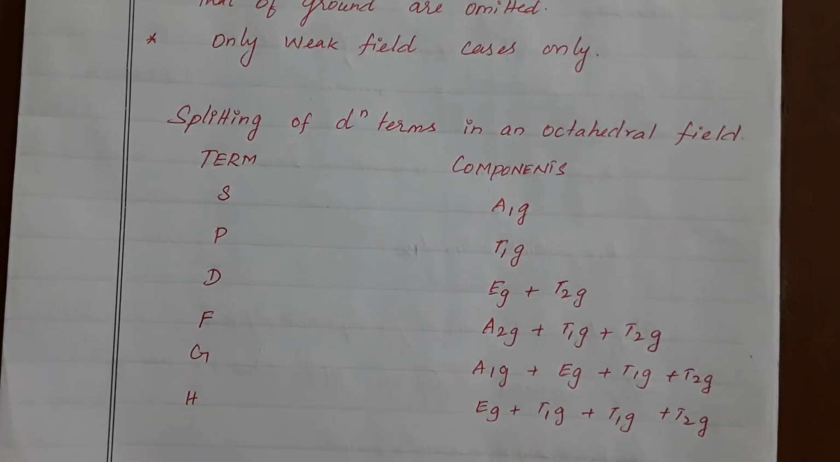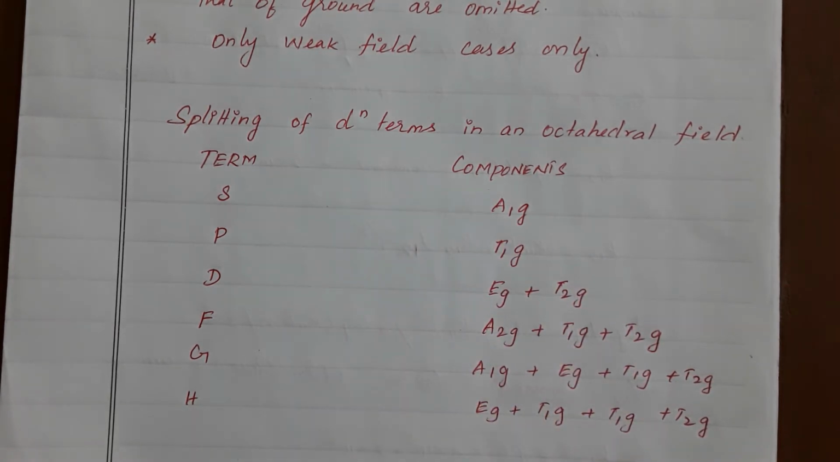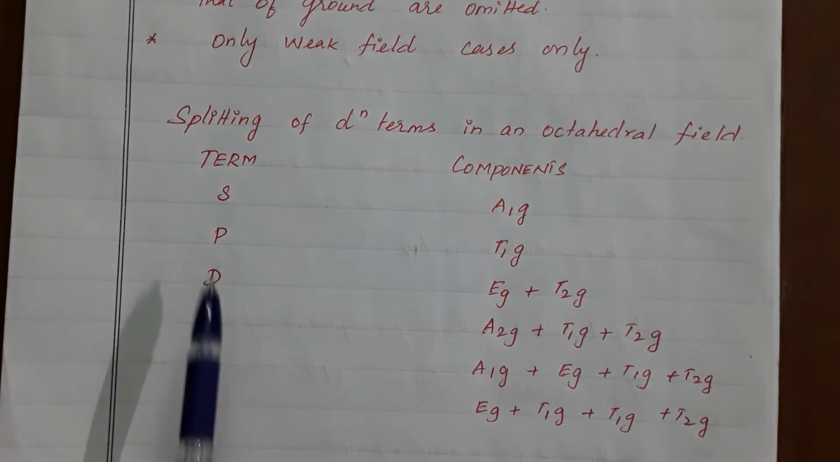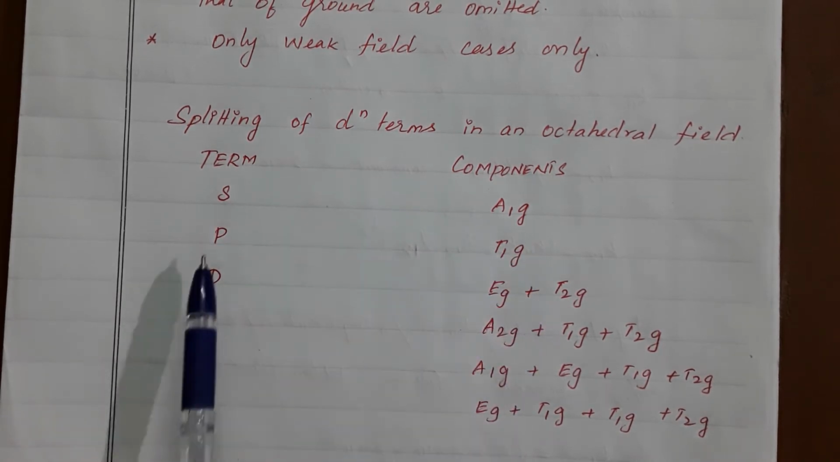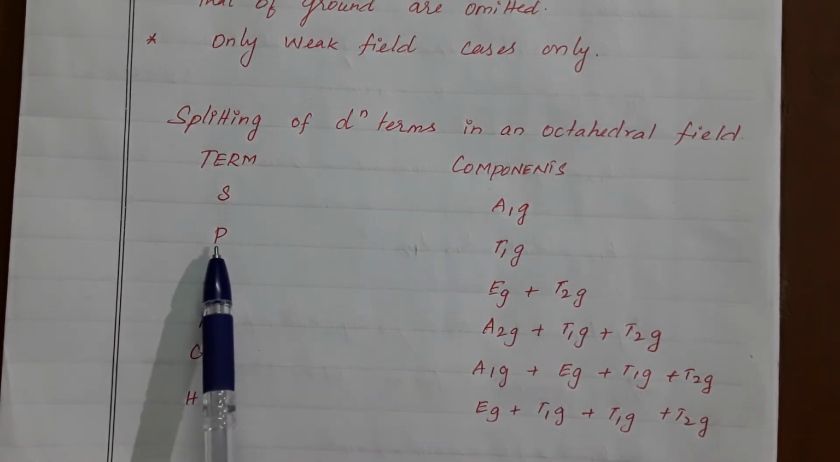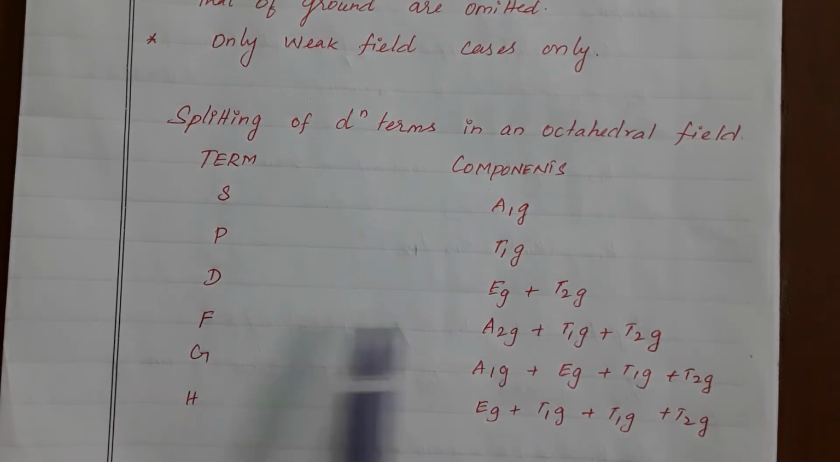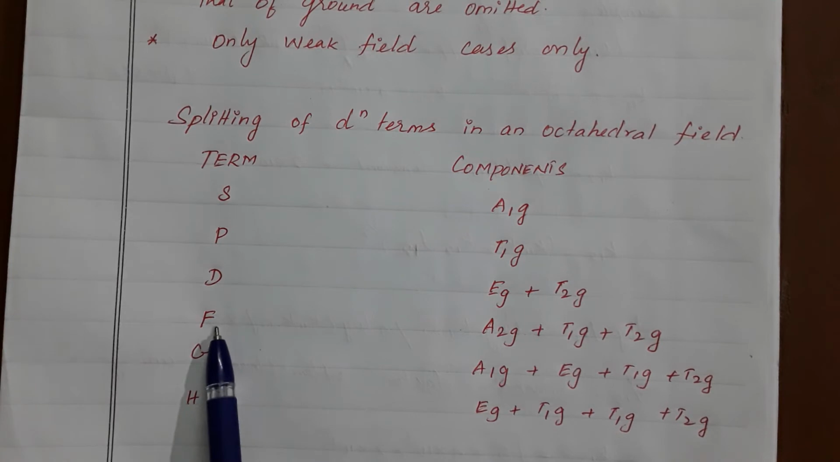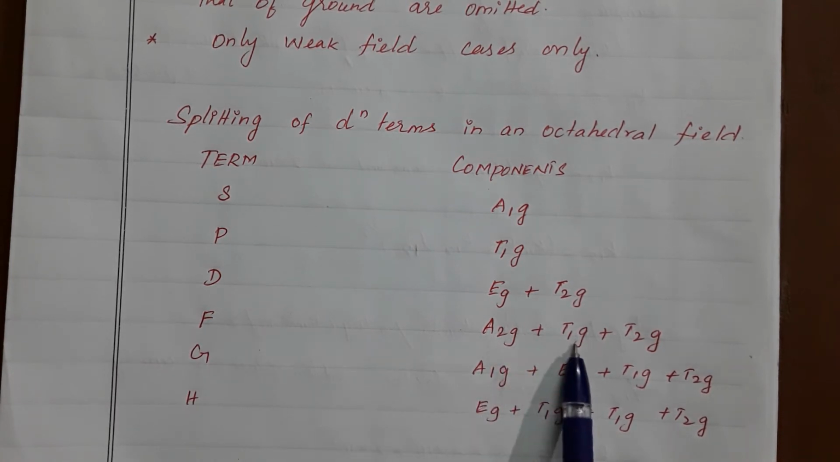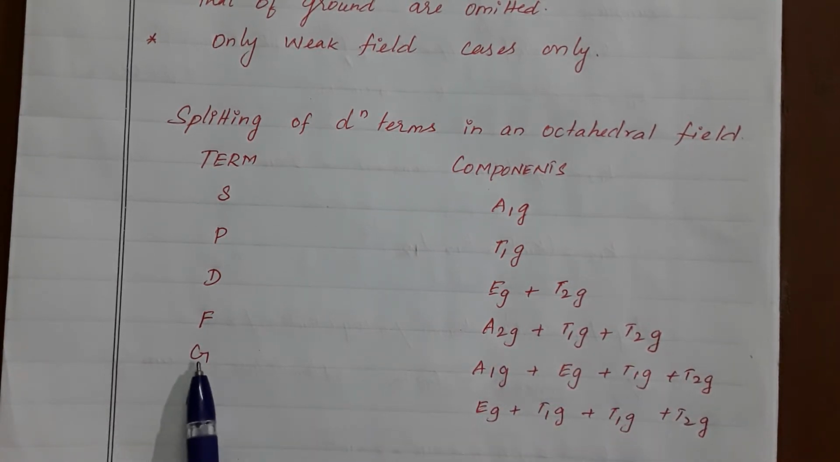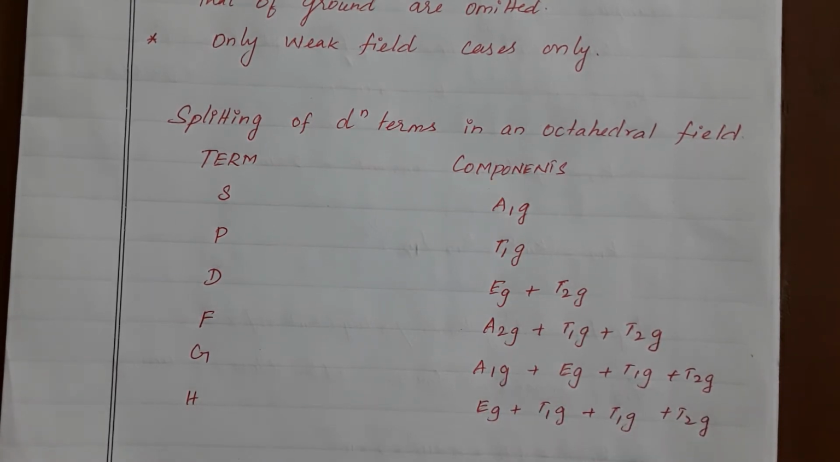Next, very important: for drawing the Orgel diagram we need to know the Mulliken symbols for the terms. For the S term it is A1g, that is non-degenerate. For the P term, T1g; for D, Eg plus T2g; for F, A2g, T1g, T2g; for G, A1g, Eg, T1g, T2g; and so on for H.